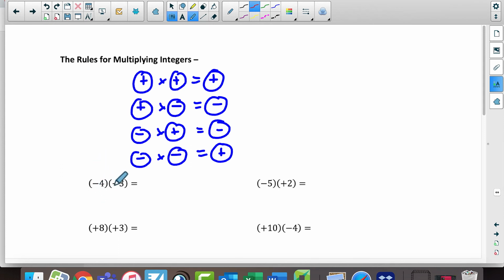So we're multiplying negative 4 times negative 3. Negative times a negative. Well, it's that bottom case right here. It's going to be positive. So if you want, you can put plus. Or, of course, if it's positive, you don't need to put anything. You could just leave that blank. And 4 times 3 is 12.